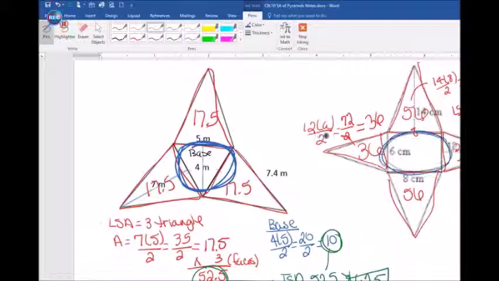And then we're going to find the area of the base, which is 6 by 8. It's a rectangle. That's 48. So I'm going to add the base of 48, and then my total surface area is 232 centimeters squared.